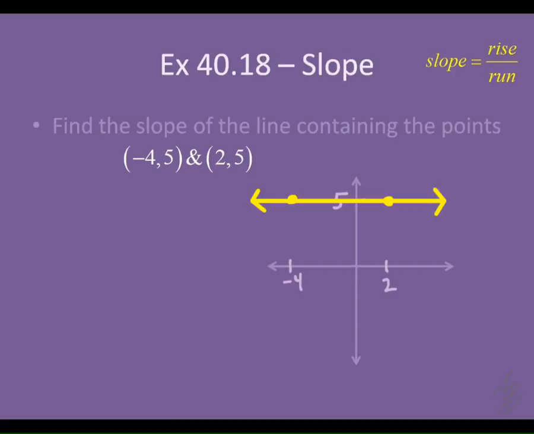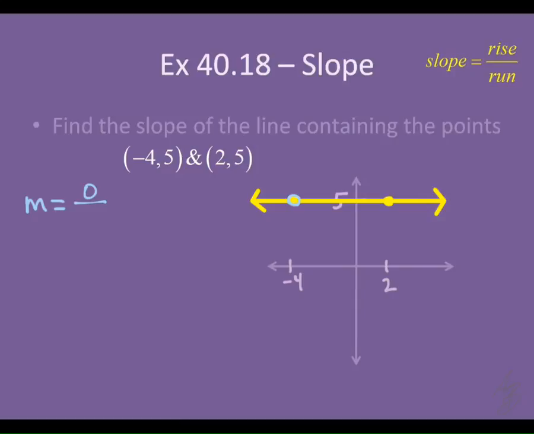So if we want to find the slope of this line using the rise over run formula here, which point should we start at? The one on the left, which is this one here, the negative 4, 5. So if we start there, what is our rise going to be? Going from negative 4, 5 to 2, 5. Yeah, it's 0. We don't have to go up or down at all to get even with it. So our rise is going to be 0.